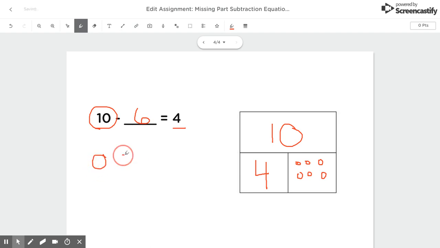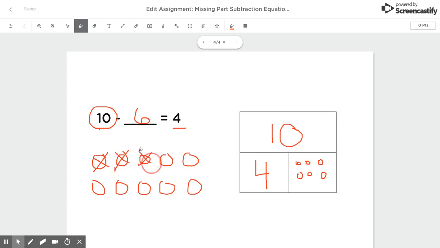I start with 10. Let's see if I cross off 6, I should get to 4. 1, 2, 3, 4, 5, 6. And I can see here that I have 4 left. So my equation is correct. 10 minus 6 really is 4.